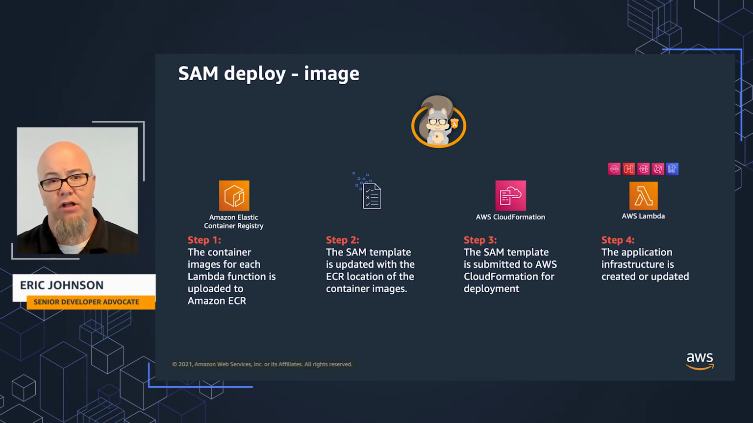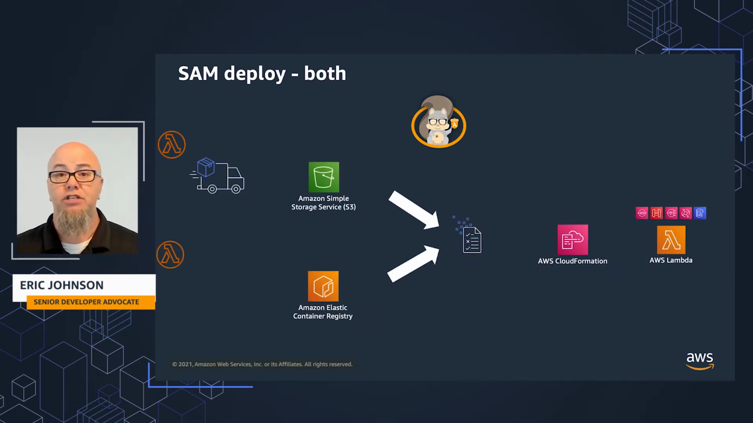When using container image support for AWS Lambda, the process only differs in handling the artifacts. The process is as follows. Step 1. The local container image is tagged and uploaded to a repository in the Amazon Elastic Container Registry, also known as ECR. Step 2. SAM updates the template with the location of the container image in ECR. Step 3. SAM uses CloudFormation to create or update the application, just like the zip process. Step 4. CloudFormation deploys the application and configures any Lambda functions to use the appropriate container image. SAM is also smart enough to combine the two processes to use both packaging options in a single application template.